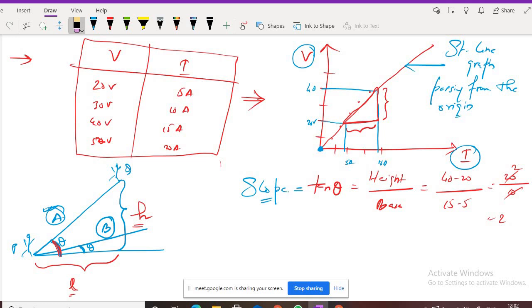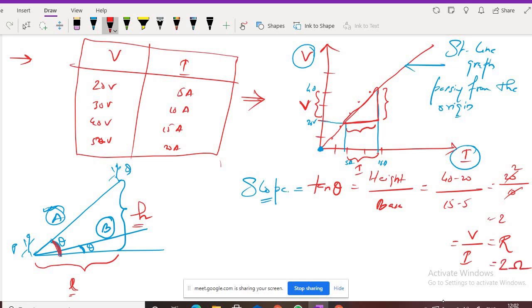Now you see, 40 minus 20, what is this? This 40 minus 20 is potential difference, V. And this 15 minus 5 is I. So I can say that 20 by 10 means V by I. And what is V by I? V by I means R. And you have got the answer as 2. That means 2 ohm.